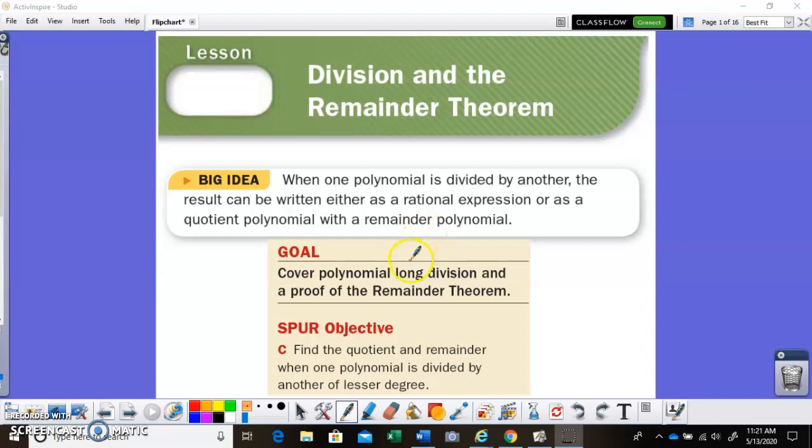So our goal here is to cover some polynomial long division and to look at the remainder theorem. Our job is to find the quotient and the remainder when one polynomial is divided by another polynomial of lesser degree. So we can do x squared divided by x, but we cannot take x to the fourth and divide it by x to the fifth. What we're dividing by has to have a lesser degree than what we're dividing into.